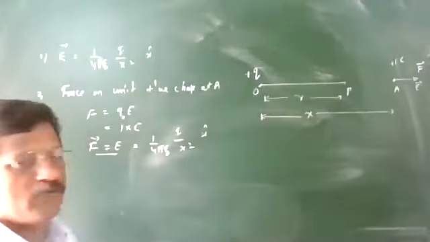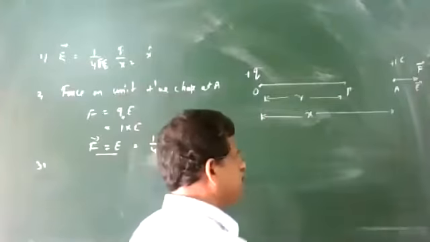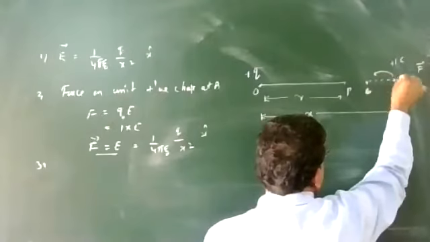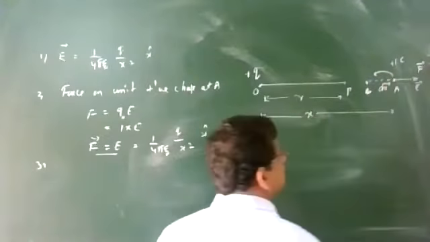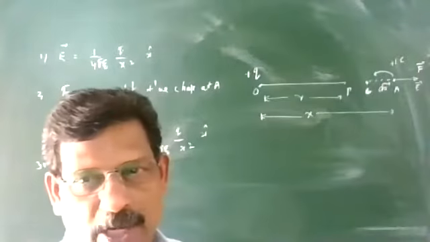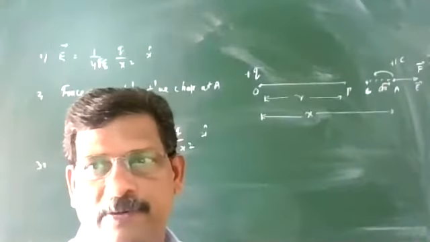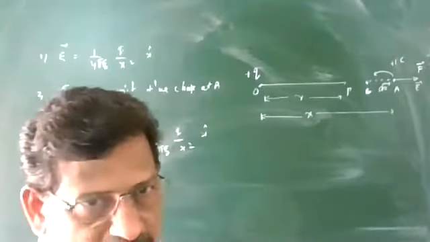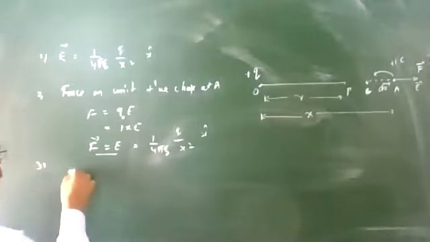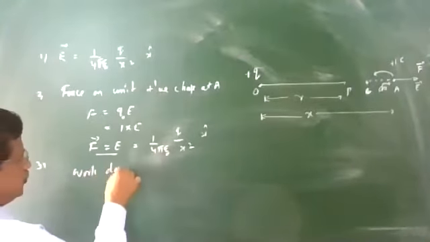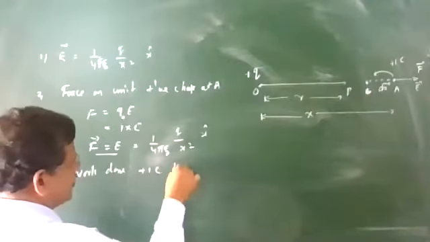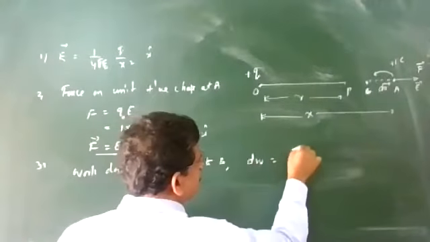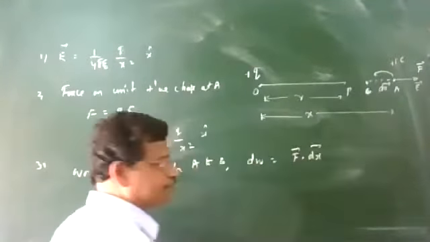Point number 3, what we want to do is move a unit positive charge from A to a point B here, a small displacement dx vector. What is the work done for this? That is to be calculated. So the work done to move a unit positive charge, plus 1 coulomb, from A to B can be calculated: dW is equal to F vector dot dx vector.